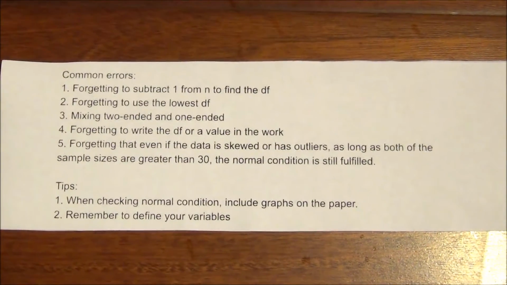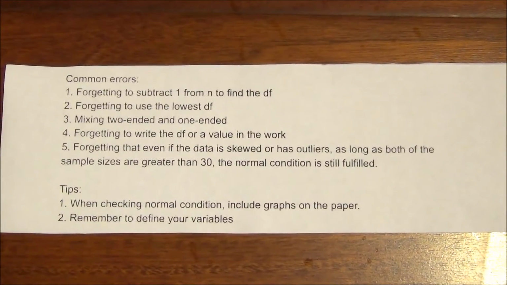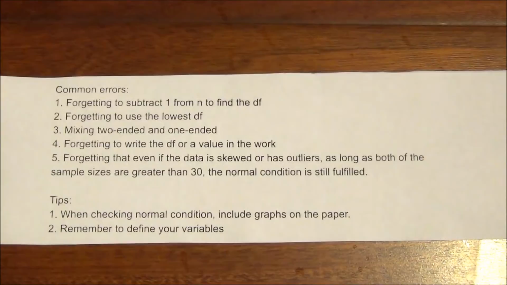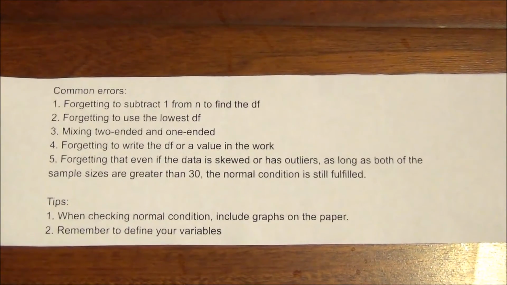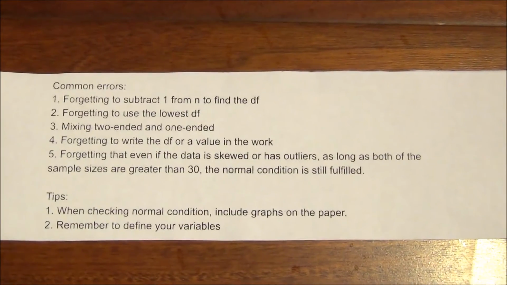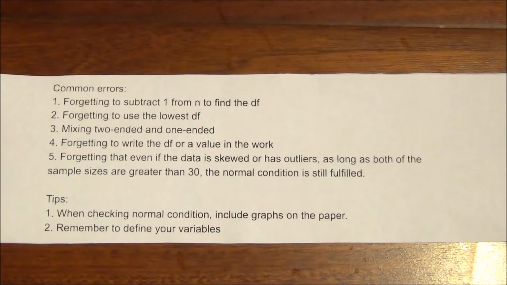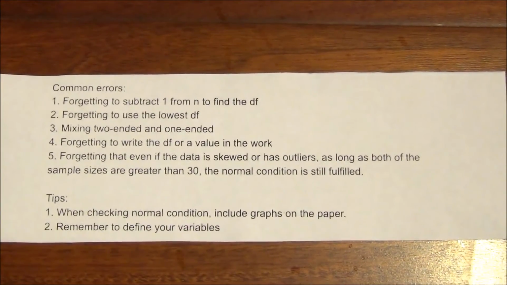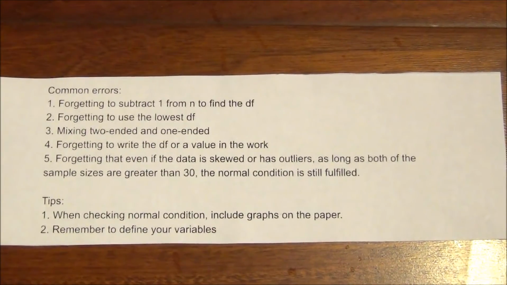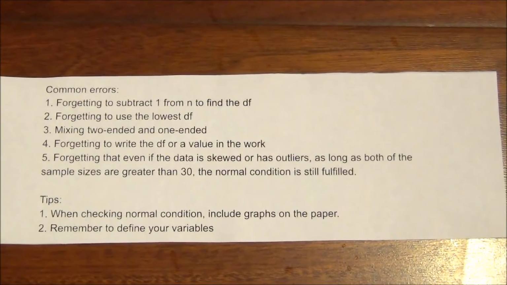Some common errors students make with two-sample t-tests are forgetting to subtract 1 from the sample size to find the DF, forgetting to use the lowest DF out of the two sample sizes, and mixing up two-tailed and one-tailed distributions. Furthermore, many forget to write the DF or the alpha value, which will cause you to lose points in the FRQs, and forgetting that even if the data is skewed or has outliers, as long as both of the sample sizes are greater than 30, the normal condition is still fulfilled.